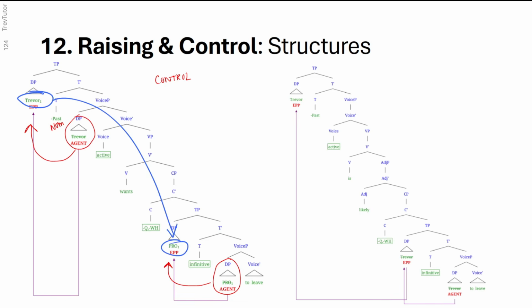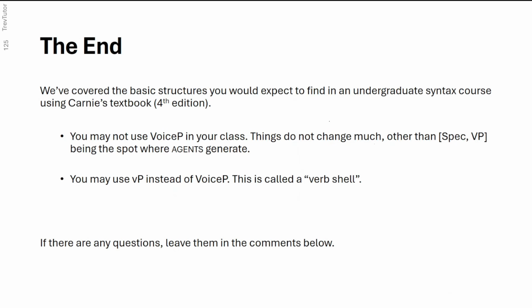Now, in the case of is likely, we did see this a little bit earlier, but just for the contrast, Trevor is the agent of to leave. It's being moved to spec TP for EPP purposes, but the infinitive does not have nominative case. This is a pronounced word, so Trevor must continue to move up the structure to the higher TP in order to check nominative case on the minus past head.